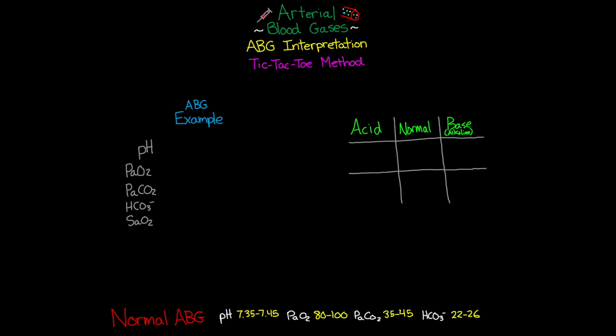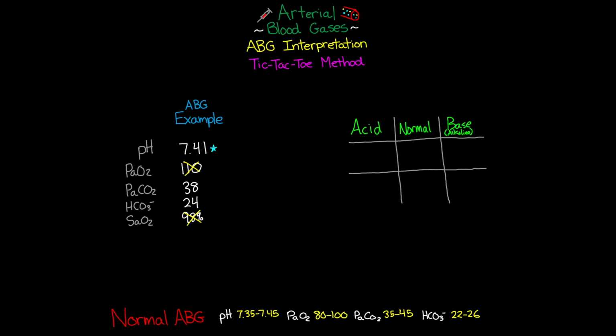For this example, we're going to have a pH of 7.41, a PaO2 of 110, a PaCO2 of 38, a bicarb of 24, and an oxygen saturation of 98%. So just like in the last two lessons, we're not going to use the PaO2 and the oxygen saturation in order to make a determination on what's going on with our ABG. Again, these values are important to our patient, but for the purpose of this interpretation, we're going to go ahead and ignore these here. And so what we're going to do is start off with our pH.